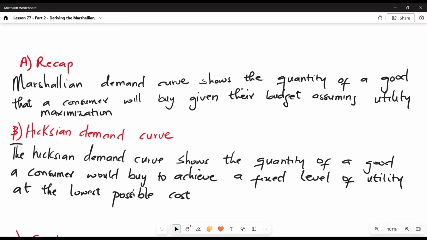Hi, welcome back. In our previous lesson, we started with deriving the Marshallian, Hicksian, and Slutsky demand curves. We focused on the Marshallian demand curve. Now we'll be moving on to part 2, where we'll focus on the Hicksian demand curve.